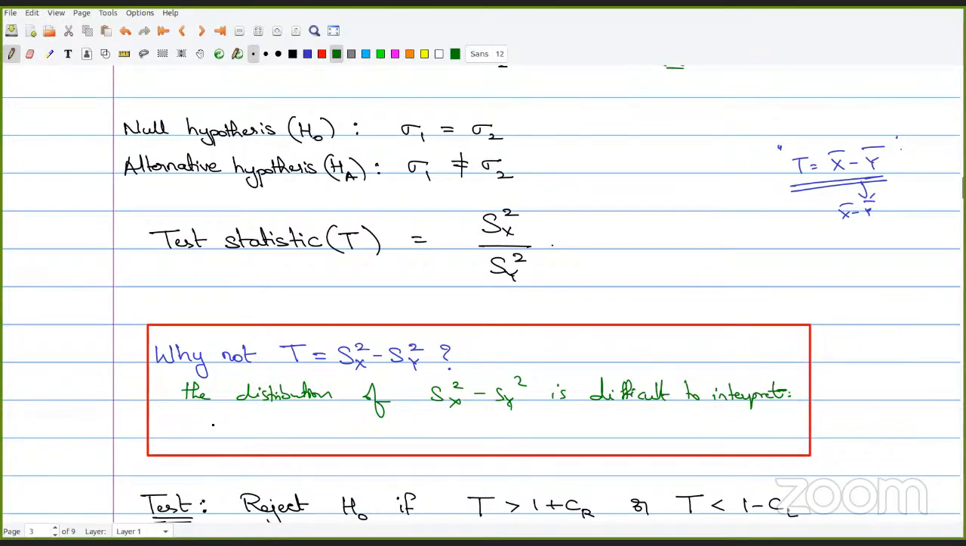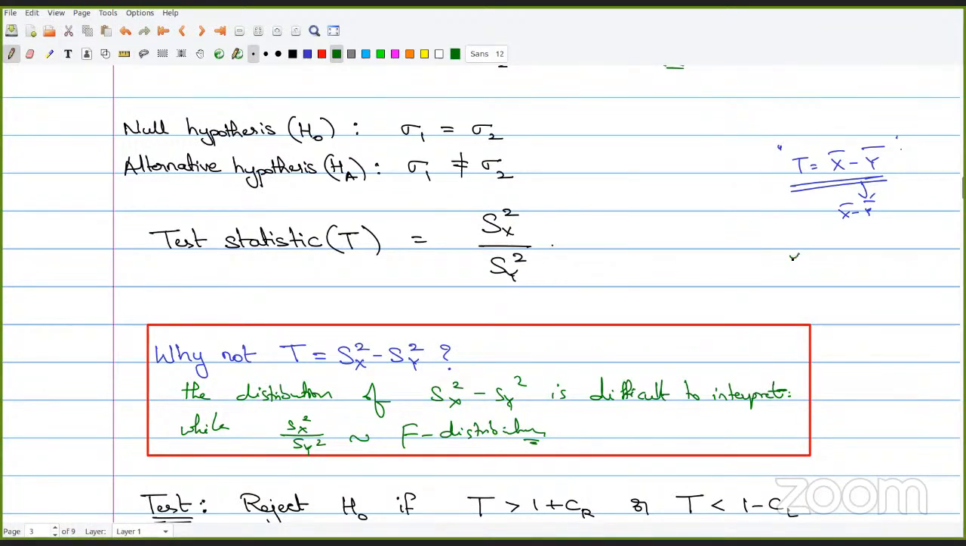So this particular Sx square by Sy square, just now we have seen, follows the standard F distribution. That is why we use this as the test statistic. So Sx square by Sy square will be used in place of Sx square minus Sy square.